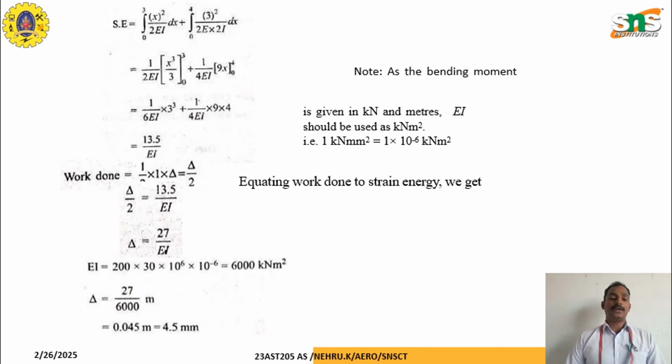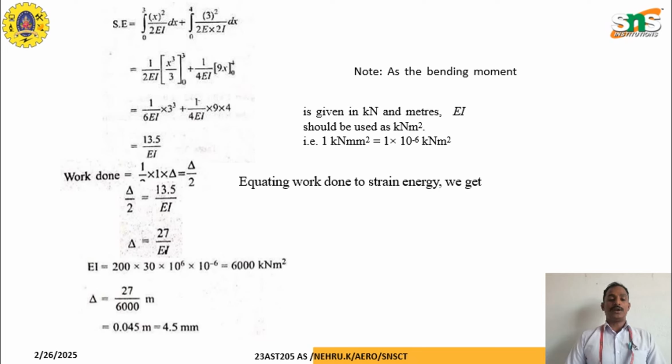Integrating to find the strain energy, U equals the integral from 0 to L of M square by 2EI. Here we have to find it for the two different spans, A to B and B to C. That is, the integral from 0 to 3 of x square by 2EI dx plus the integral from 0 to 4 of 3 square by 2EI into 2 dx. By solving this, we get strain energy equal to 13.5 by EI.